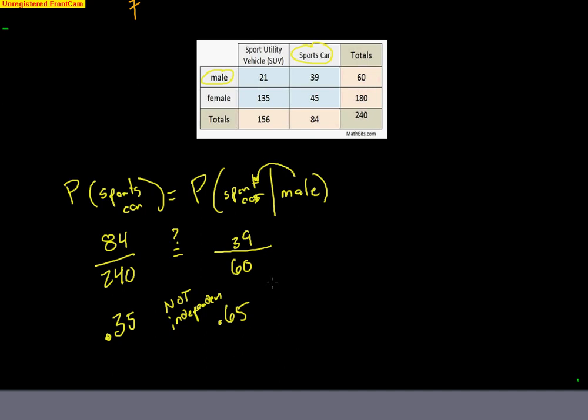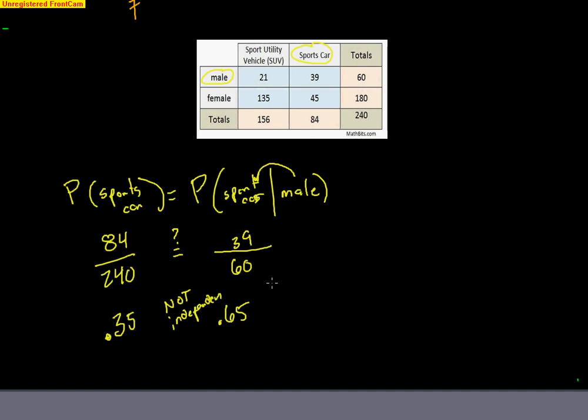So when you're asked about independence, usually you have to do a little bit more than just show the work, right? So you want to actually write out a nice solution here. So you would write out, after you do this work and clearly identify the fact that 35% does not equal 65%, you'd write something like, the two variables, gender and car, are not independent.